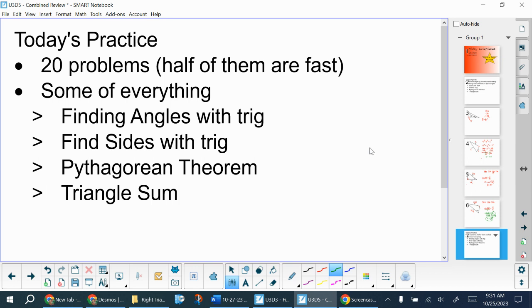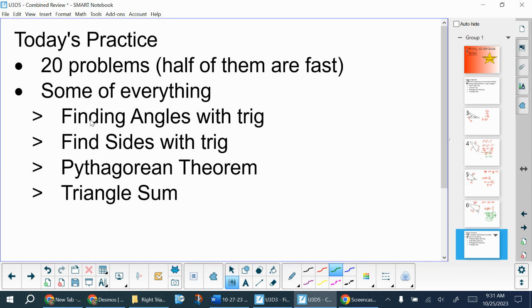But for the homework today, you've got about 20 problems. Some of them are the really fast ones where you've got to just find the missing angle, or you're using the inverse sine, inverse cosine, inverse tangent to find an angle. The other half are the ones where you've got to use Pythagorean Theorem, or you've got to use sine, cosine, or tangent normally. And those are going to take a little bit longer.